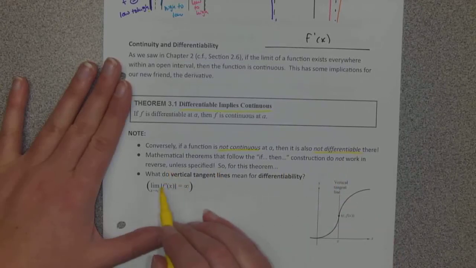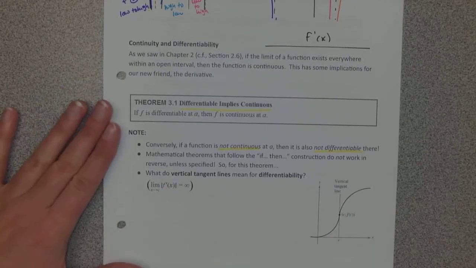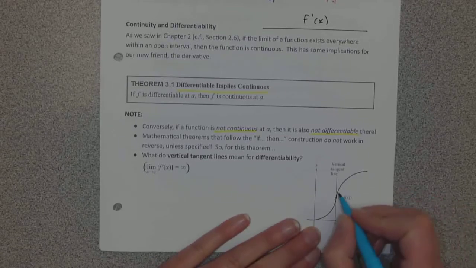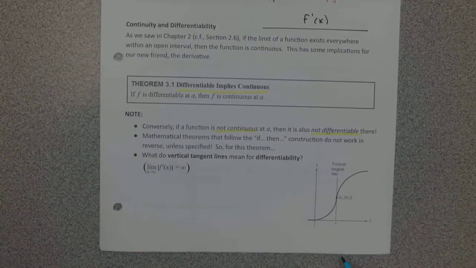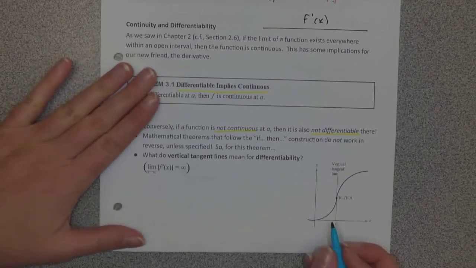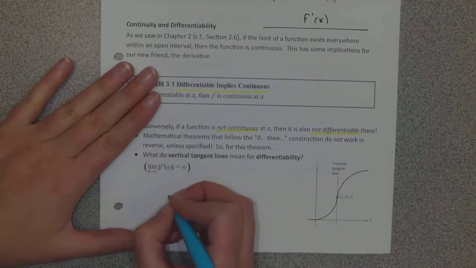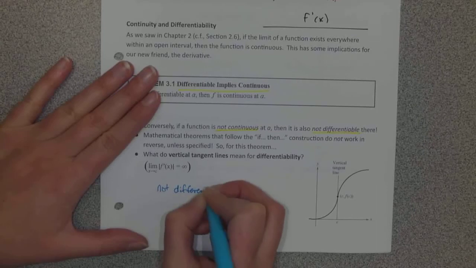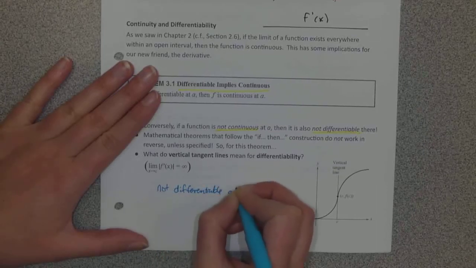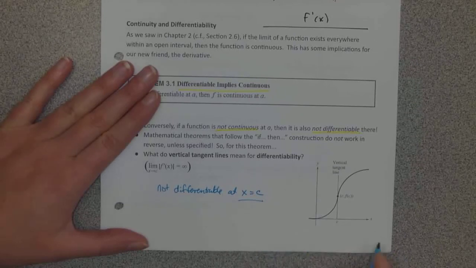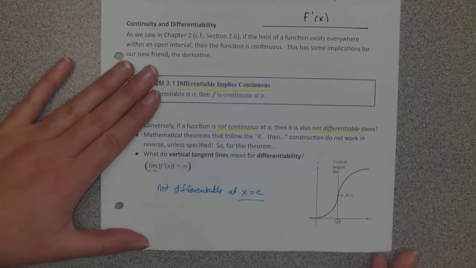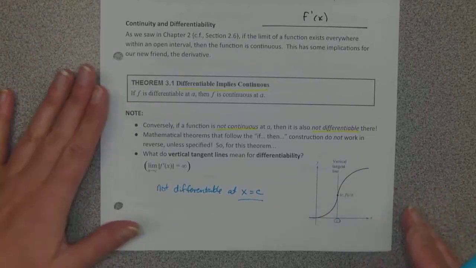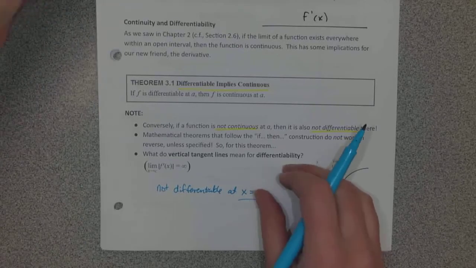So for this theorem, what do vertical tangent lines mean for differentiability? In this particular graph, this function is continuous, but it has a vertical tangent right there. It means that it's not going to be differentiable. So a vertical tangent line means not differentiable. Okay, at C, wherever C has a vertical tangent, right? And that can happen at a point where the function is continuous. That's one way to shrink the domain of the derivative versus the domain of the original.